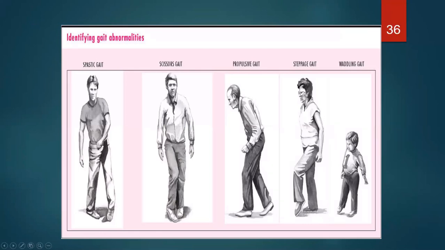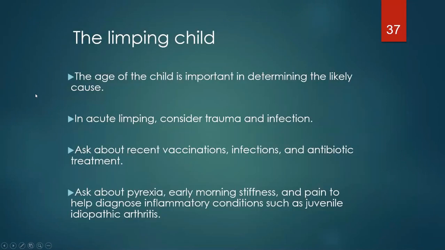And in this posture you can identify the diagram, the usual pattern of the gait in each abnormality. The last topic that I want to talk about is the limping child. We have to classify it as acute, or chronic, or from birth. The limping child can be important. The age of the child is important to determine the likelihood of the cause.